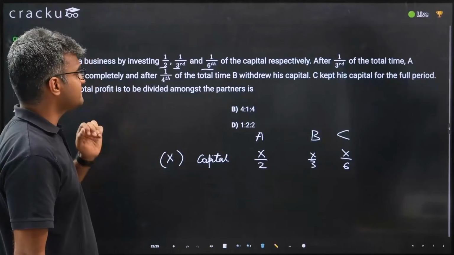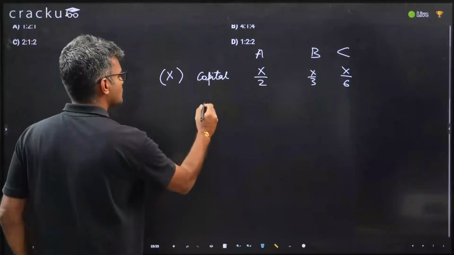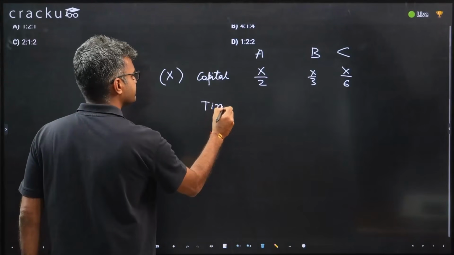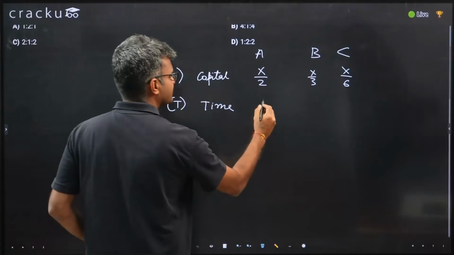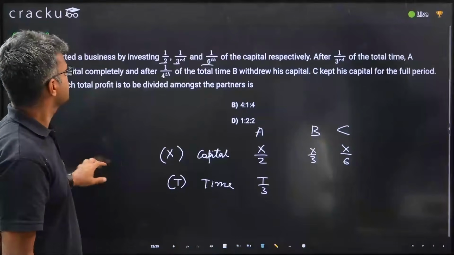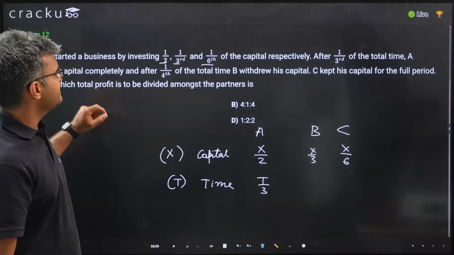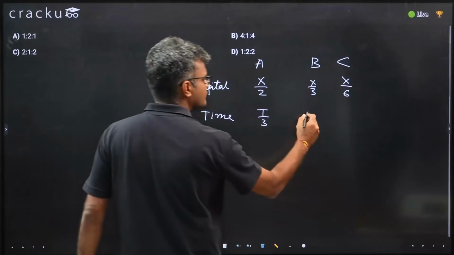Now, after 1/3 of the total time, A withdrew his capital. So, if you are looking at the total time, let the total time period be T. A withdrew after 1/3 of the time. So, A invested for only T by 3. B invested for 1/4 of the total time. So, B invested for T by 4.